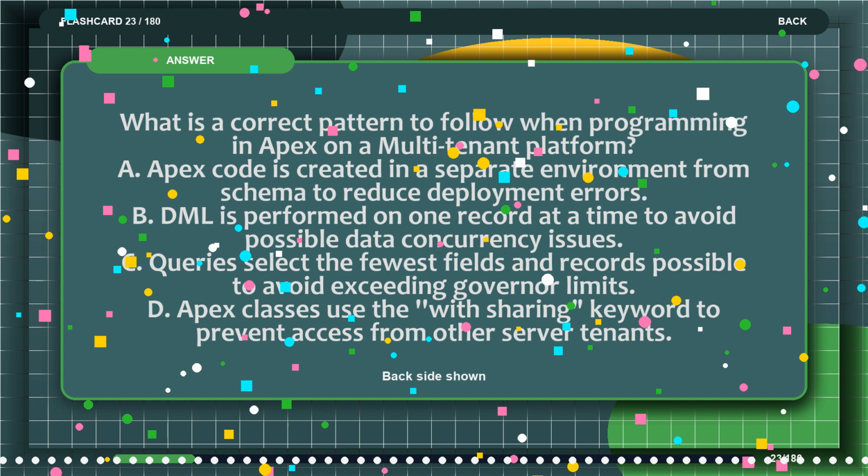B. DML is performed on one record at a time to avoid possible data concurrency issues. C. Queries select the fewest fields and records possible to avoid exceeding governor limits. D. Apex classes use the with sharing keyword to prevent access from other server tenants.